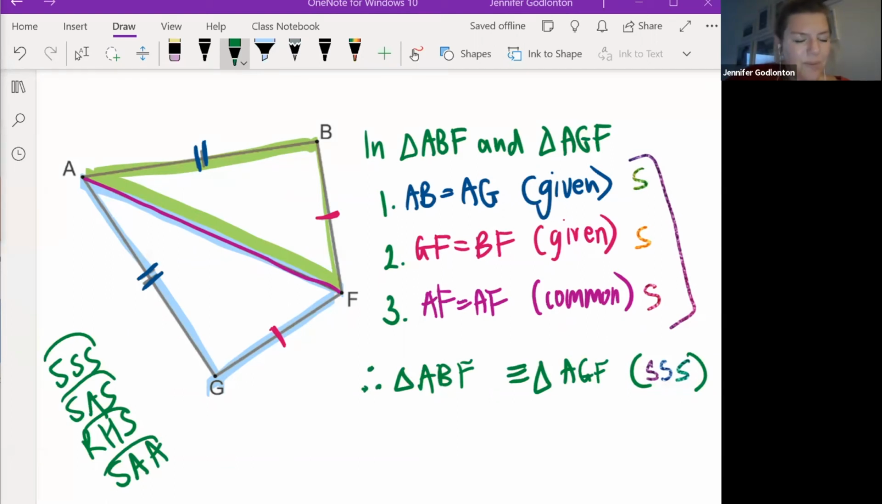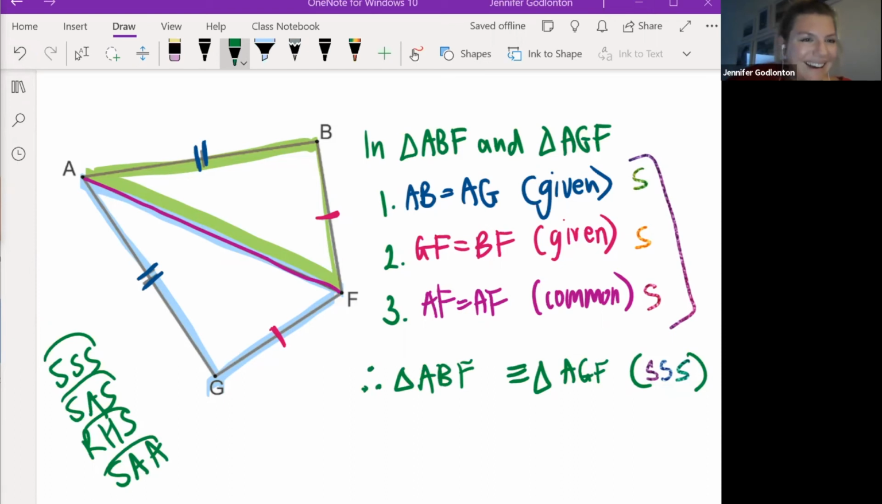Fatu, how can I help? Ma'am, I wanted to ask, when are we going to start doing congruency with other shapes? We only do congruency with triangles. You don't have to prove congruency with any other shape. Okay.